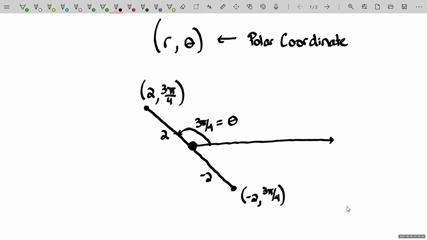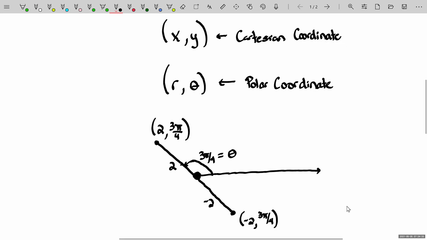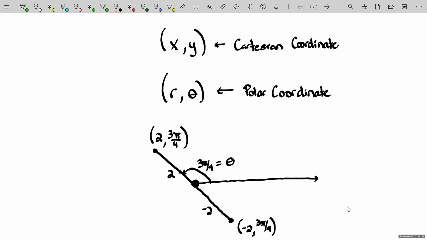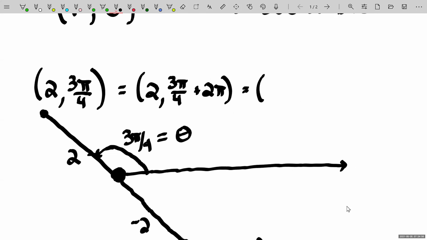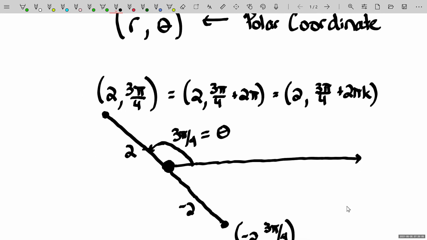Unlike the Cartesian coordinate system, there are an infinite number of representations of points in the polar coordinate system. In the Cartesian coordinate system, the point 1, 1, there's only one way to get there. 1, 1, that's it. But in the polar coordinate system, to get to, let's say, 2 comma 3 pi over 4, you could go to 2 comma 3 pi over 4, or you can go to 2 comma 3 pi over 4 plus 2 pi. Or you can go to 2 comma 3 pi over 4 plus 2 pi k, where k is an integer. So there's an infinite number of representations to get to that point.